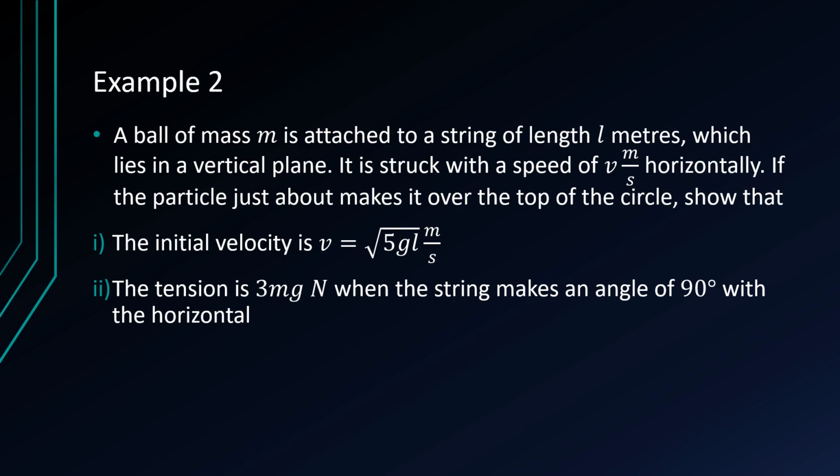root 5gL meters per second, and secondly the tension is 3mg newtons when the string makes an angle of 90 degrees with the horizontal. So you will have to know a few trig ratios for this, so go ahead and try this problem, and when you're ready come back for the solution.